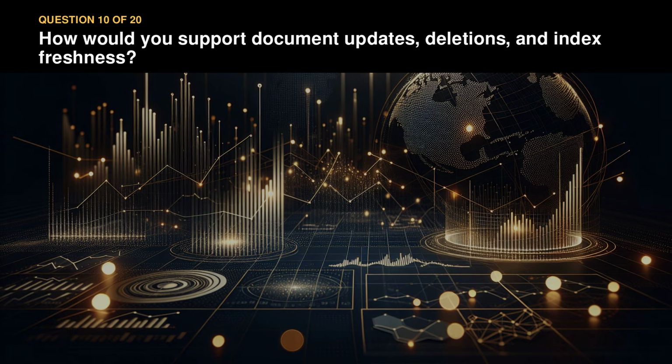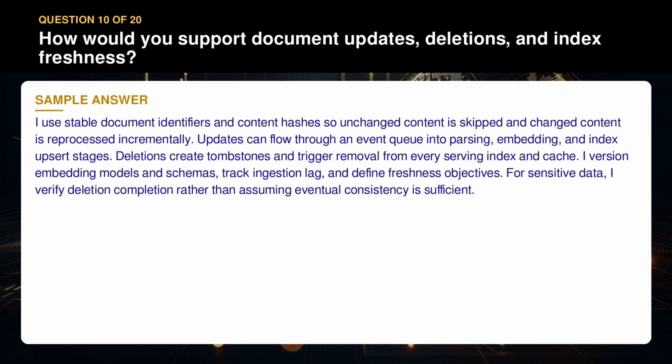Question 10. How would you support document updates, deletions, and index freshness? I use stable document identifiers and content hashes so unchanged content is skipped and changed content is reprocessed incrementally. Updates can flow through an event queue into parsing, embedding, and index upsert stages.